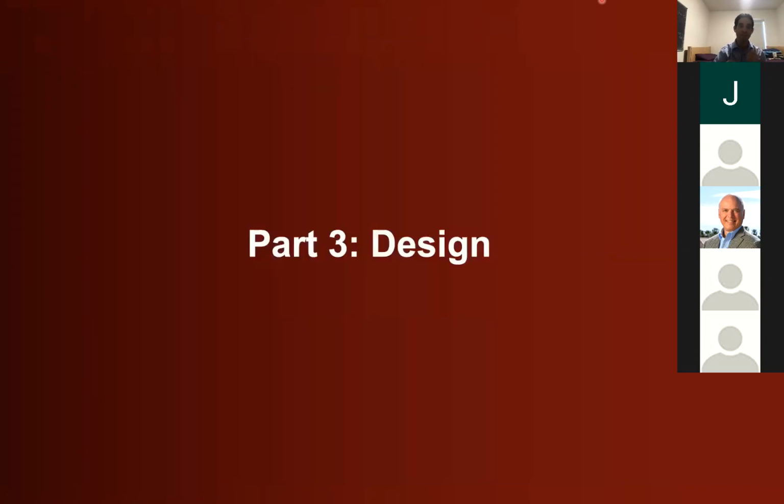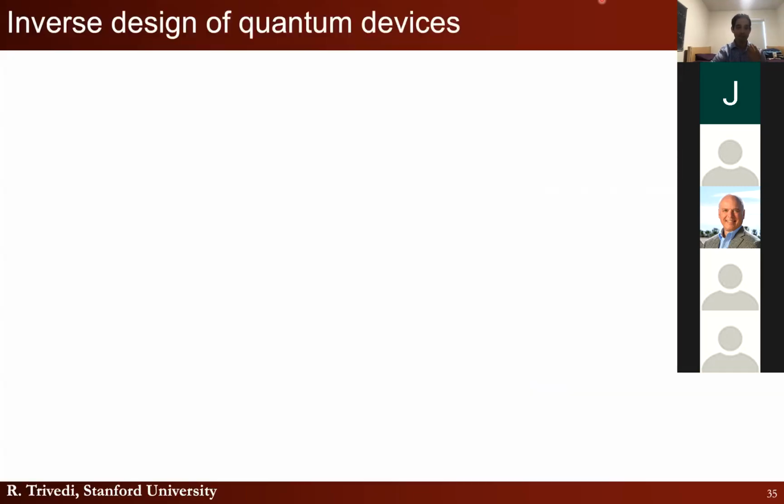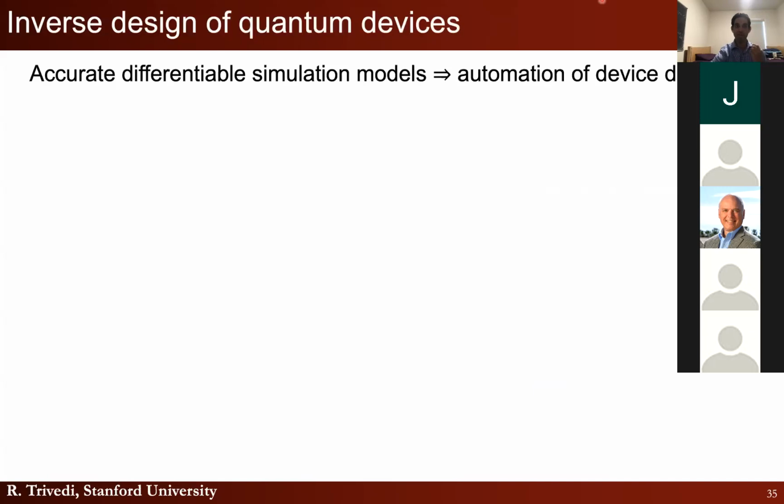And now let me very quickly, because I realize I'm running a little bit out of time, go through the last part of my talk, which is design. And the main idea here is actually very, very simple. If you have these simulation models that you can tractably compute and that are also differentiable, which is the case in most of our systems, then you can use these simulation models to automate away the design of a lot of devices.